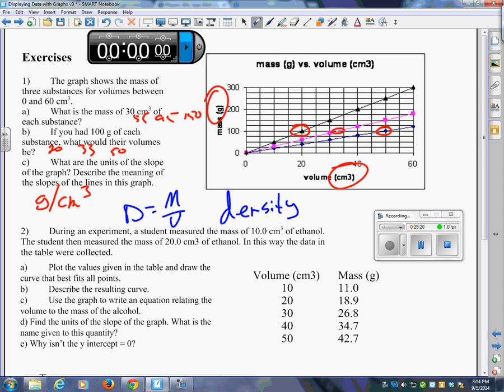Okay, we measure density in grams per cubic centimeter. What does density mean? It means how heavy it is compared to how big it is, right? Things that are dense are heavy, but not so big.